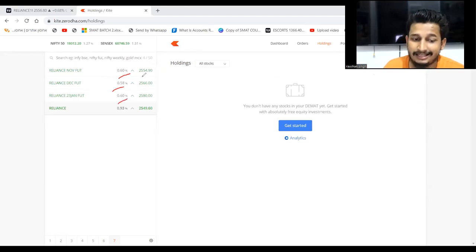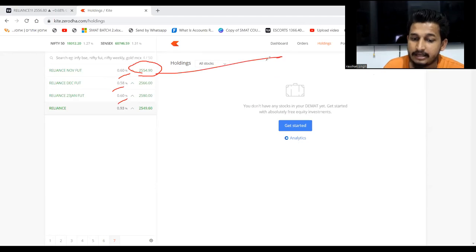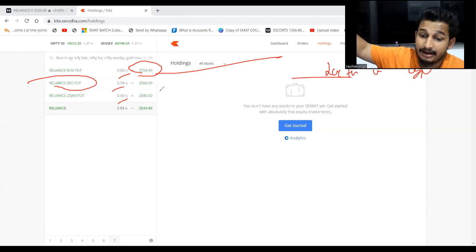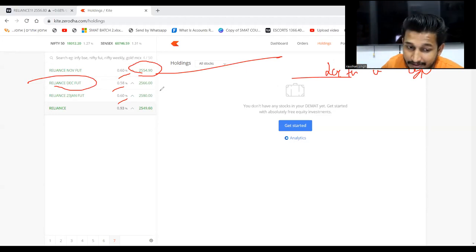Second thing, the validity of the contract: if I am buying Reliance November future today, I can hold it maximum till the last Thursday of November. If I'm buying Reliance December future today, I can hold it till the last Thursday of December. Or if I'm buying January, I can hold it till the last Thursday of January. Is this clear till this point? Please reply with yes. If you have any doubts, please let me know.